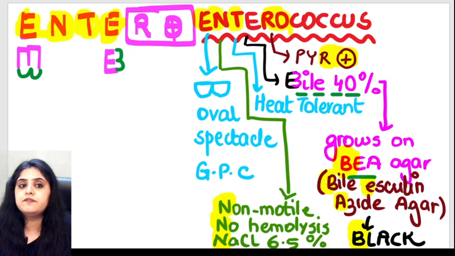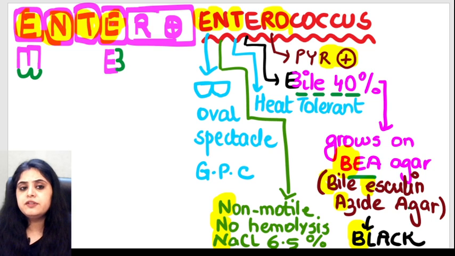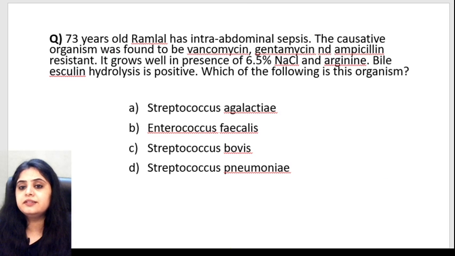So a very rapid revision that we have over here. The first E that you have is spectacle shape. N for no motility, no hemolysis, NaCl 6.5. T for tolerant to heat. E becomes a B, so BEA agar, black color, and the reaction is positive. PYR test positive. So if I give you a question which looks like this.